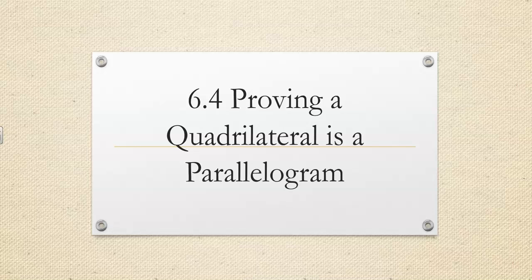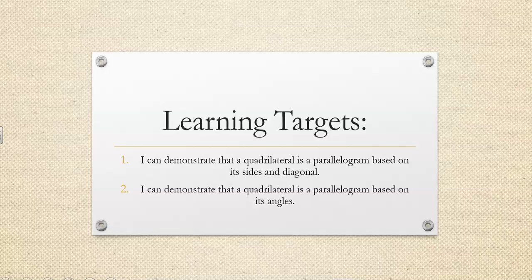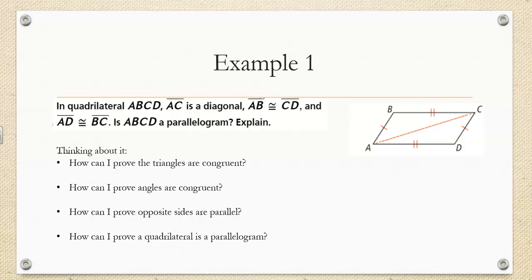Geometry students, this is Miss Green, and we're going to go on to 6.4 where we're going to prove that a quadrilateral is a parallelogram. Here are our learning targets for both days. We want to be able to demonstrate that a quadrilateral is a parallelogram based on its sides and diagonals, and demonstrate that a quadrilateral is a parallelogram based on its angles.